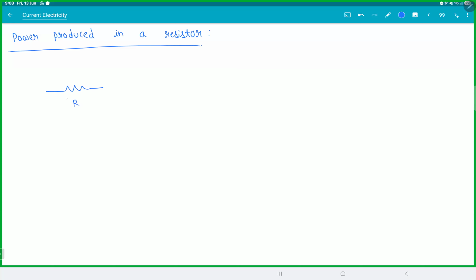So if you have a resistor R and the current is I, power is simply voltage into current, which can also be written as I square R, or as V square by R. Be careful, V is not the voltage of the battery, V is the voltage across the resistance.